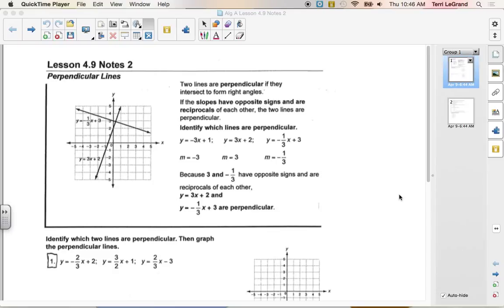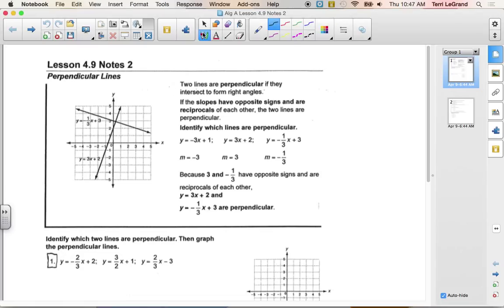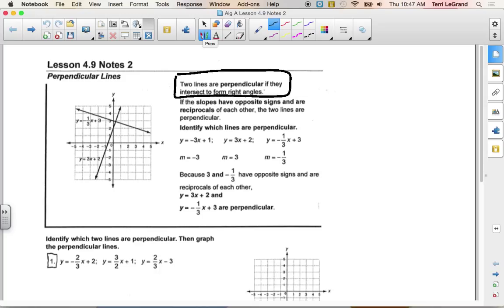In 4.9, they want you to learn about both parallel lines and perpendicular lines. Okay? And we just went through and said, if we have two lines, they intersect, and they form right angles, then we are going to have perpendicular lines.